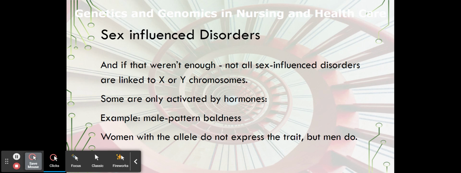The reason that women with the allele do not express the trait and men do is that testosterone activates the gene for male pattern baldness. So there's that interplay between the environment and the gene, and that's where epigenetics kind of comes in.